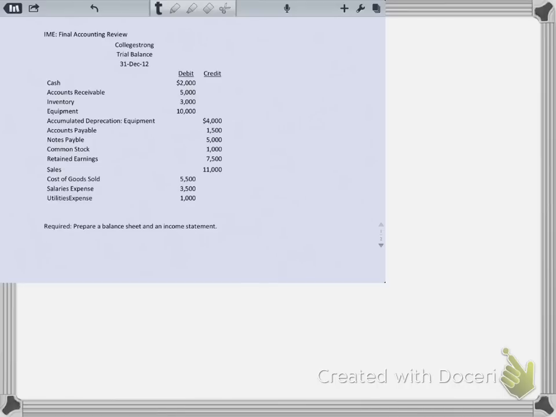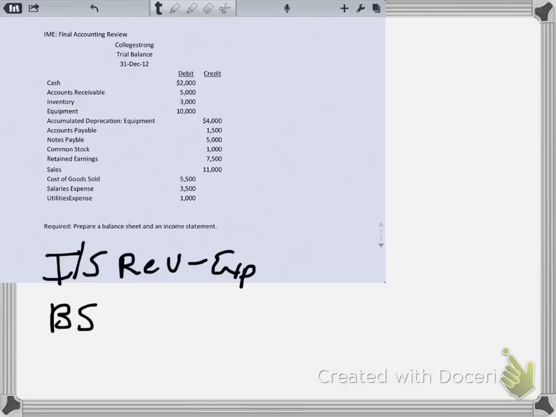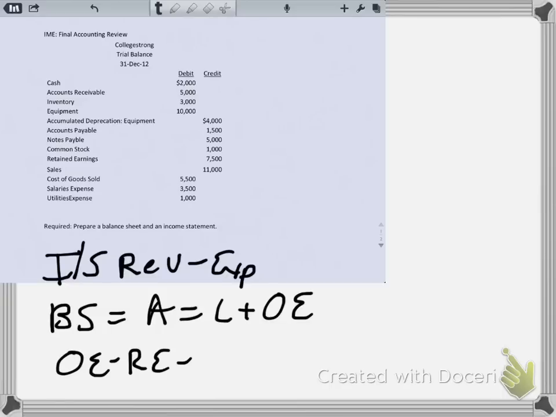But before you get there, you need to stop and think about the basics of all financial statements. The basic idea is to remember what each statement is for. The income statement shows revenue minus expenses. The balance sheet shows the accounting equation of assets equals liabilities plus owner's equity. And the statement of owner's equity or retained earnings shows the balance and how it changes through the years.